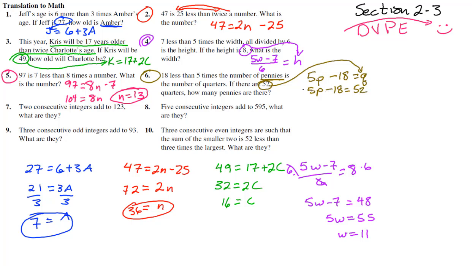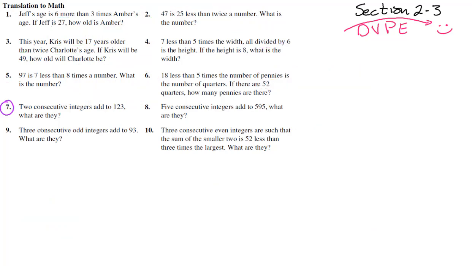Look at where we are, happy math land. Add 18 to both sides and we get 5p equals 70. Divide by 5 and we get p equals 14. Yeah, the number of pennies are 14. Okay, let's clear some stuff off and make some room. Oh good, now number 7.